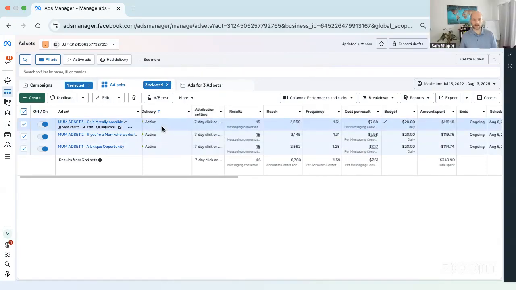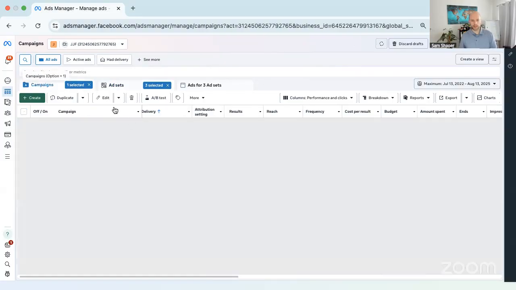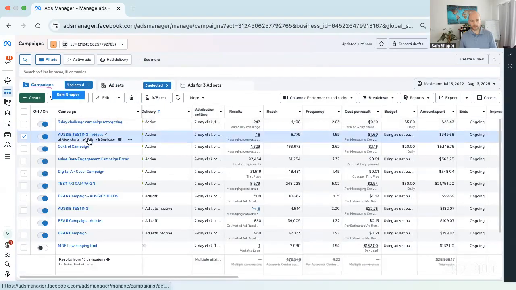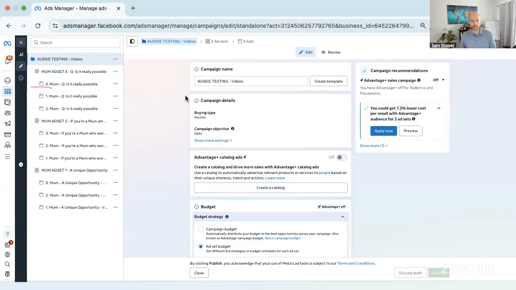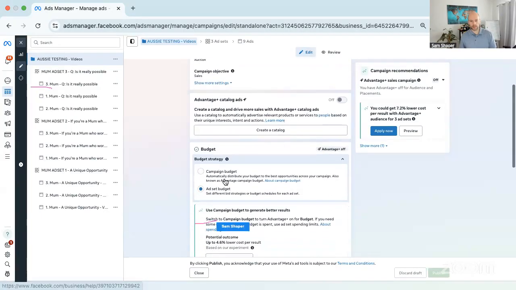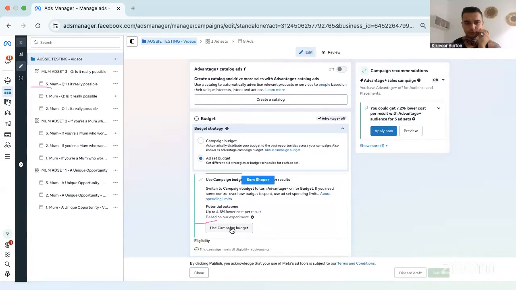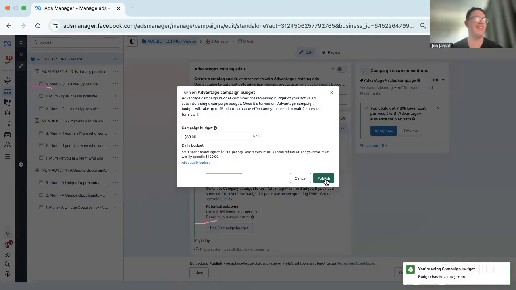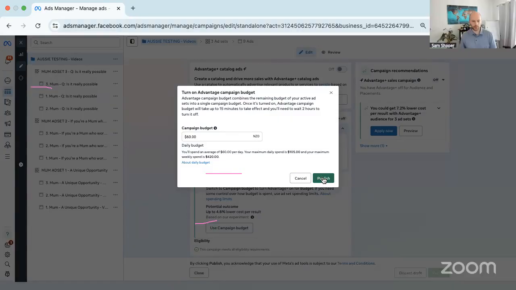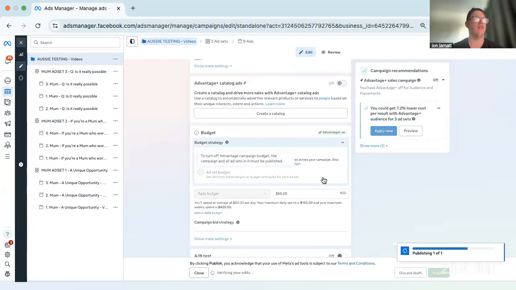You can flick it back. If you go to the campaign level, go edit, whichever one it was, and then this one, right there. Right here, switch to camera. Why doesn't it just automatically do this? $60 a day? Yeah, that's your total at the moment. Okay, cool. We'll just go with that.